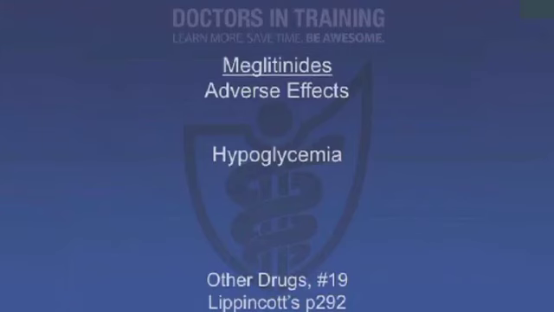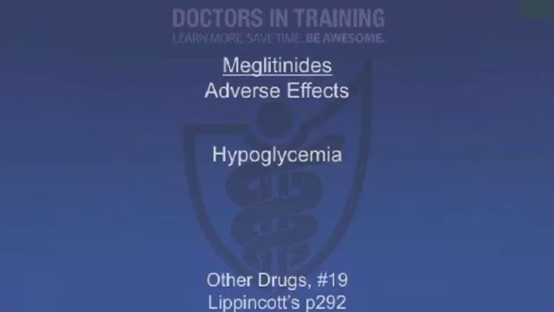In terms of adverse effects, they can cause hypoglycemia, but less so than the sulfonylureas because they work so quickly. They work such a short period of time. You take them just before you're eating. If you take them correctly, you shouldn't get a lot of hypoglycemia. If you take it between meals, not only are they not going to do you any good, but they could cause hypoglycemia. These drugs also have a lot of drug interactions.